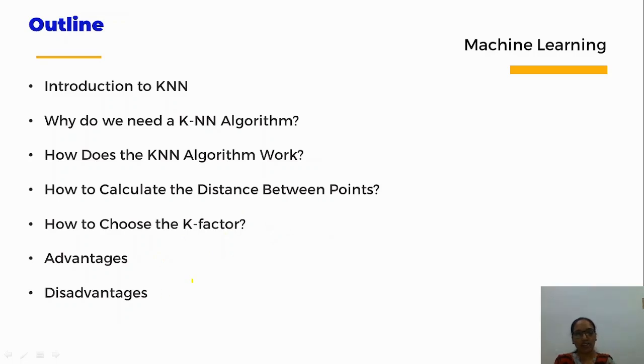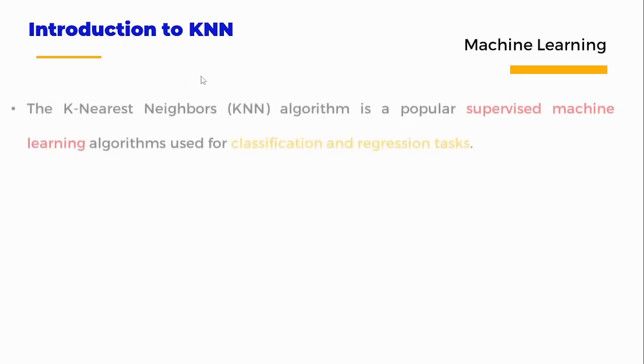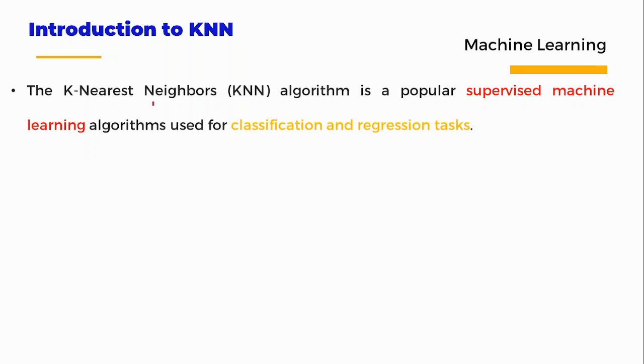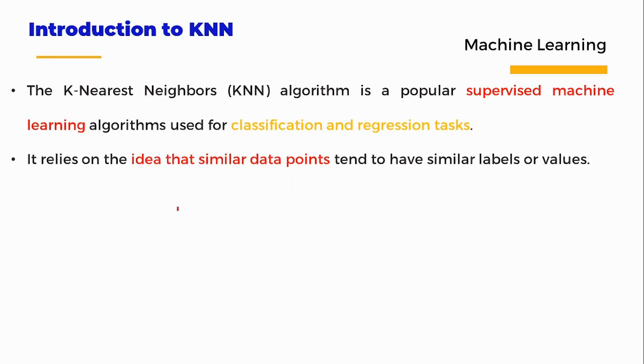So let's get started. First we will understand the introduction to the KNN. Here KNN stands for the k nearest neighbor algorithm, and it is one of the simplest supervised algorithms used in machine learning for classification and regression tasks. The KNN algorithm assumes the similarity between the new case or data and the available cases, and puts the new case into the category that is most similar to the available categories.